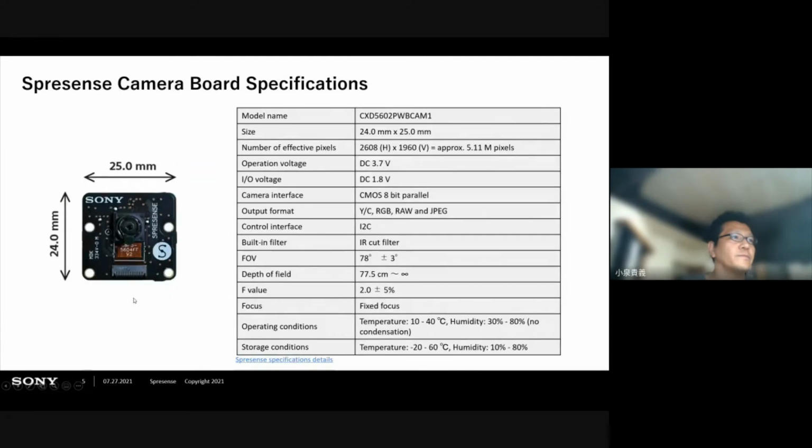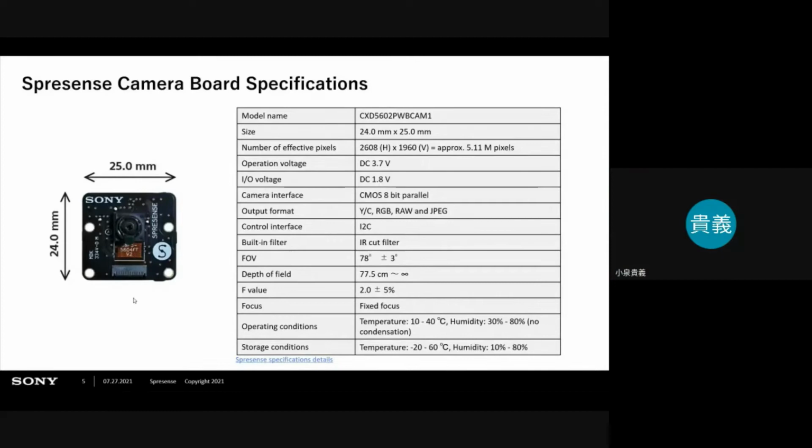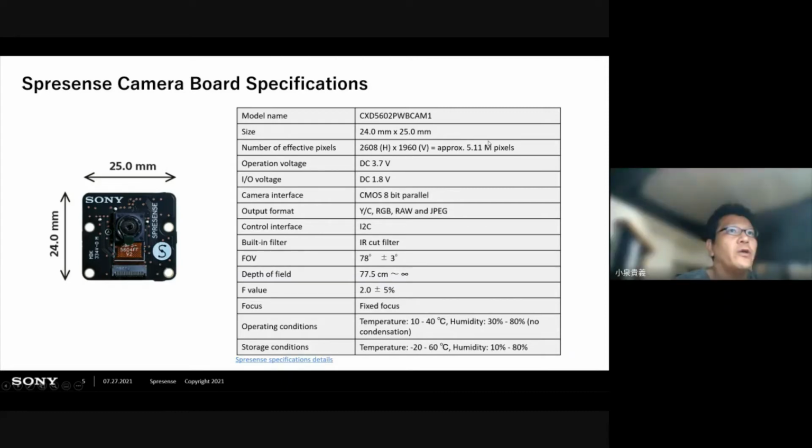And here's the spec for the camera board. The image sensor used is Sony's ISX012 image sensor, whose resolution is 5 megapixels maximum. This one is a kind of ISOC, so this image sensor can generate JPEG directly, not only raw data.